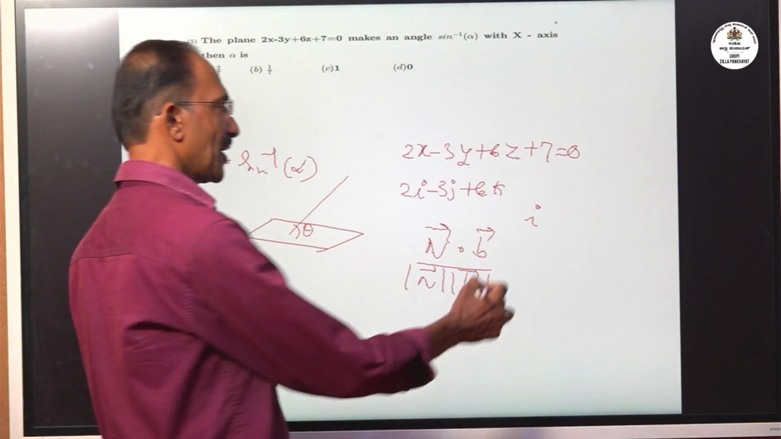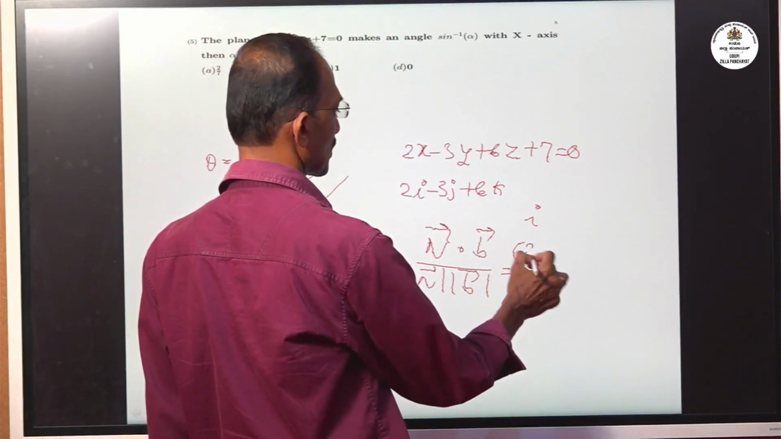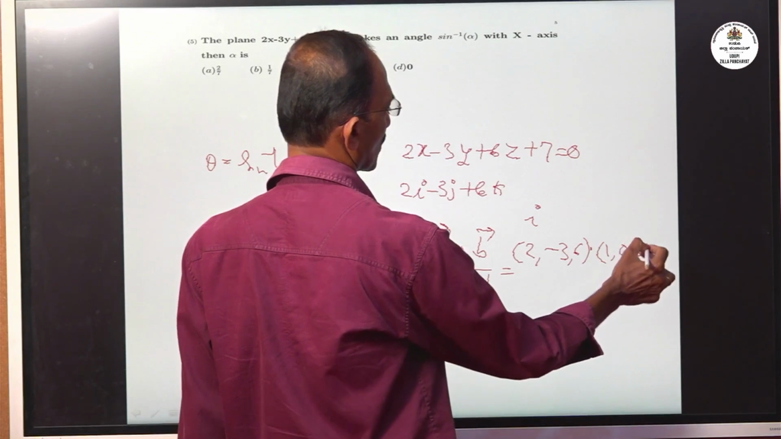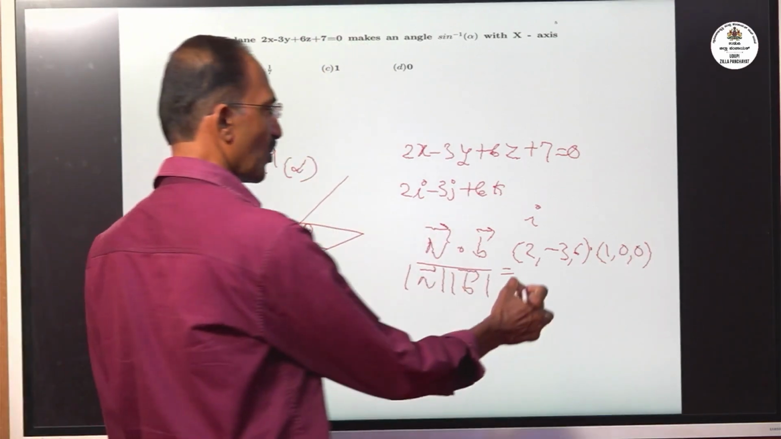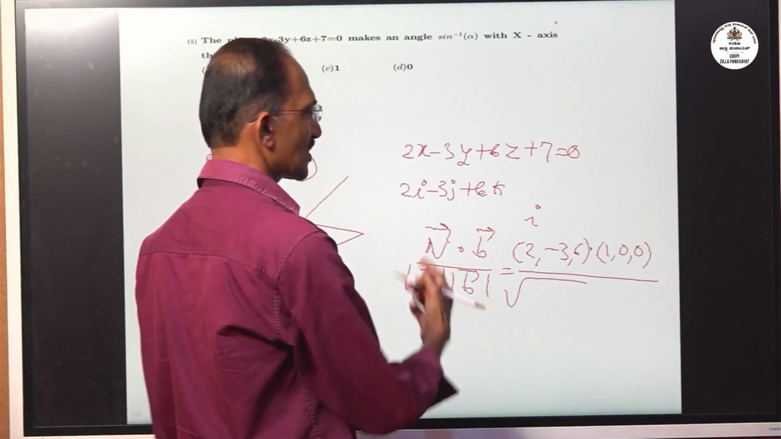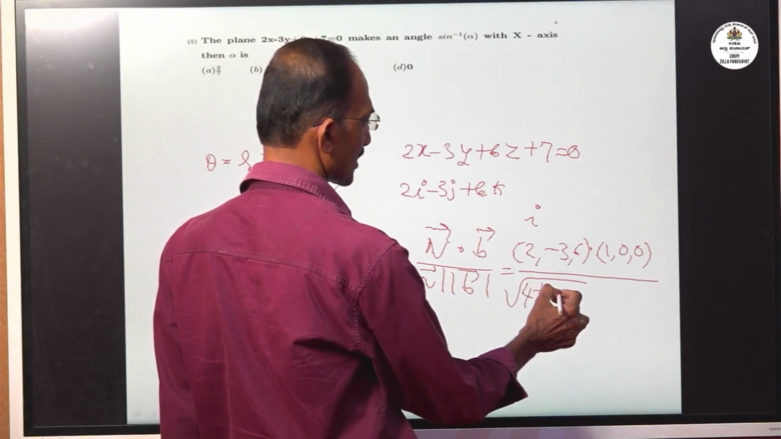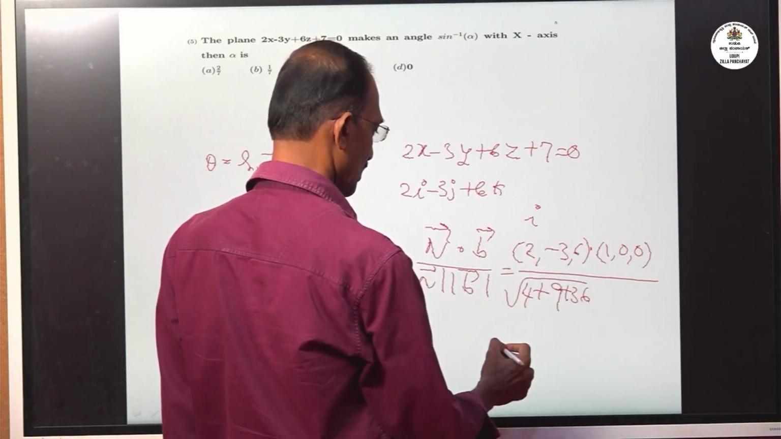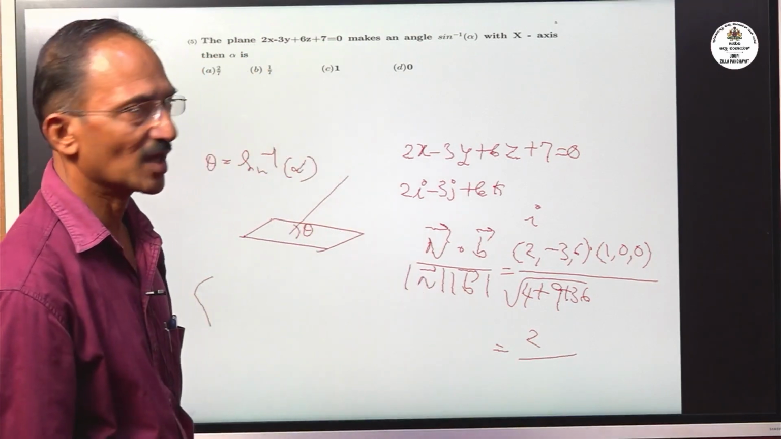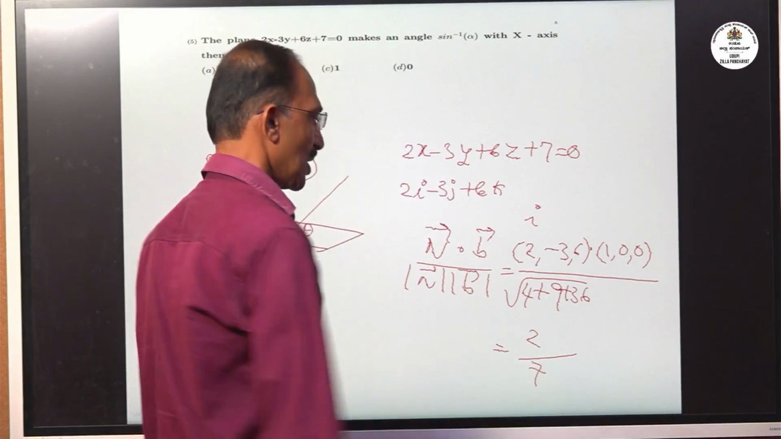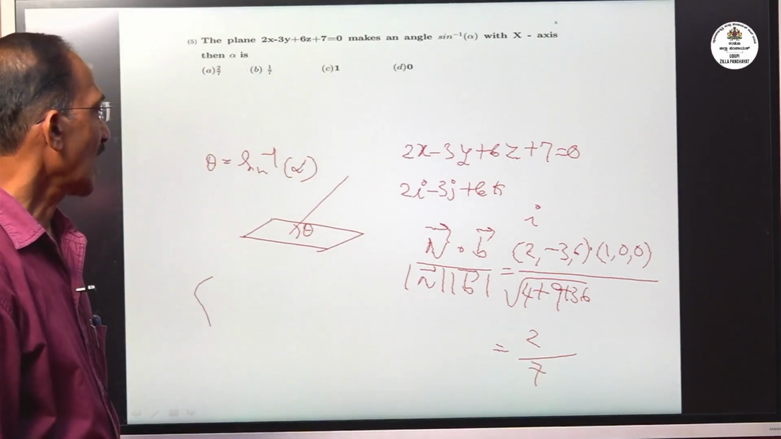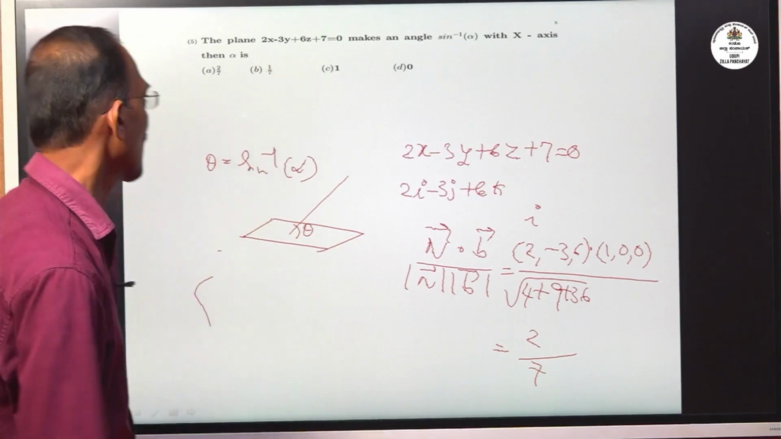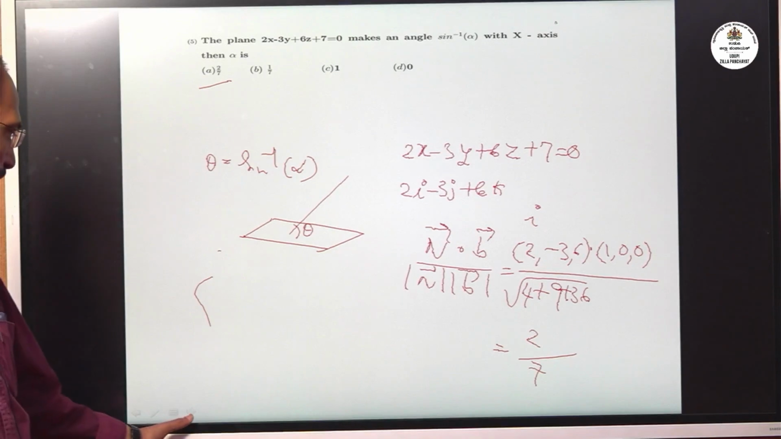So I simply write it with its coordinates: (2, minus 3, 6) dot product with (1, 0, 0), the direction cosines of the x-axis, divided by the square root of 2 square, 4, and minus 3 square, 9, and 6 square, 36. The dot product is nothing but 2 into 1, that is 2, divided by root of 49, which is 7. So 2 by 7 is the sine value, where theta is sine inverse alpha, so the value of alpha is 2 by 7.